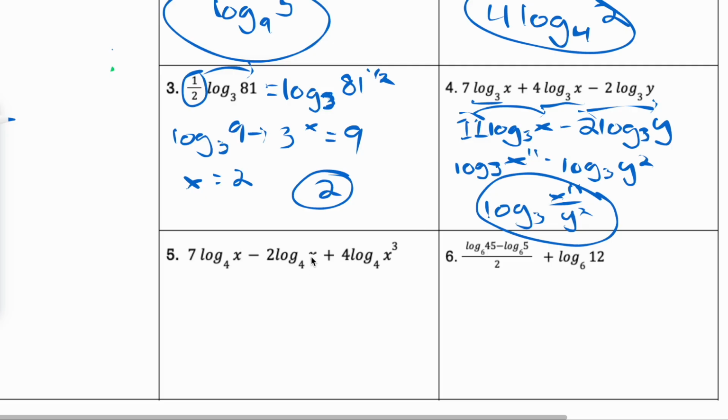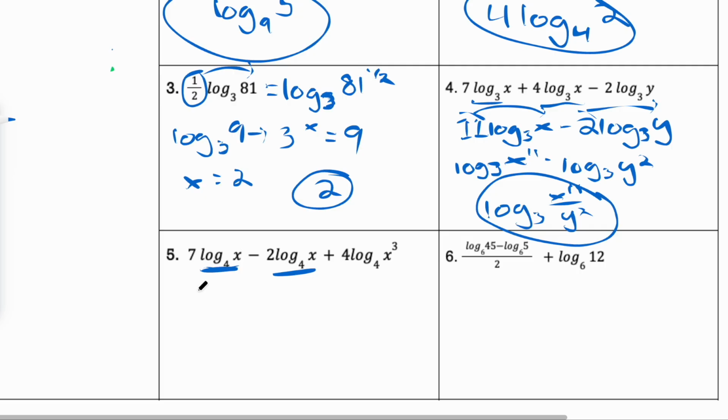It looks similar. I think it's reversed in order, and now we have this x to the 3rd. But here we're gonna pretty much do the same thing in the beginning. Our first step is gonna be the same. We see both of these terms have log base 4 of x. So how do we simplify that? How do we combine those two terms?